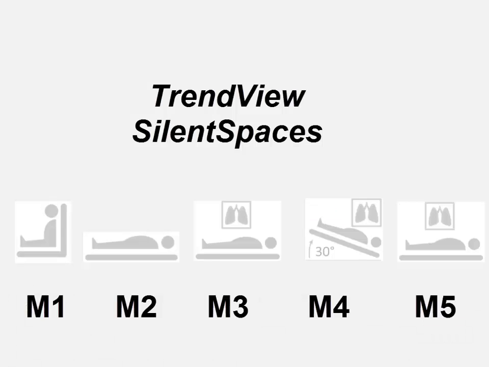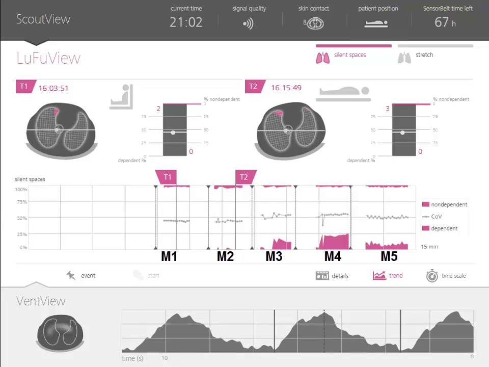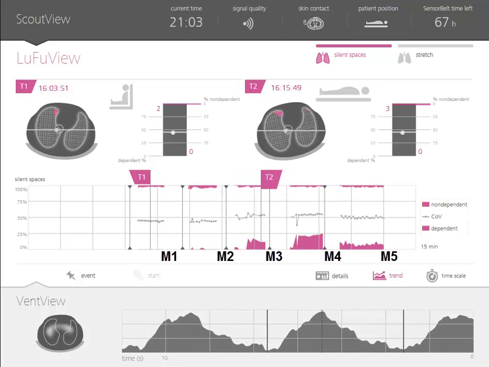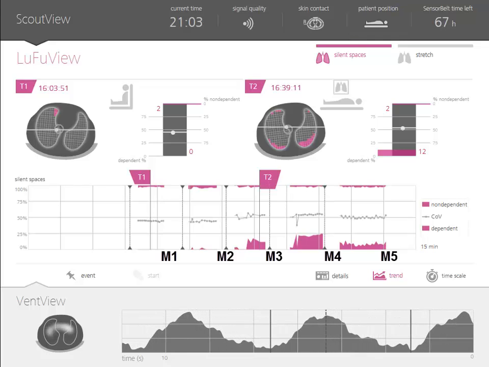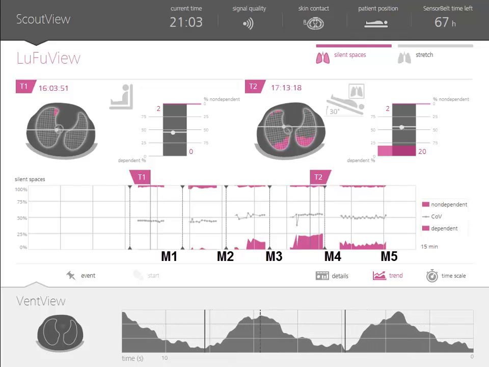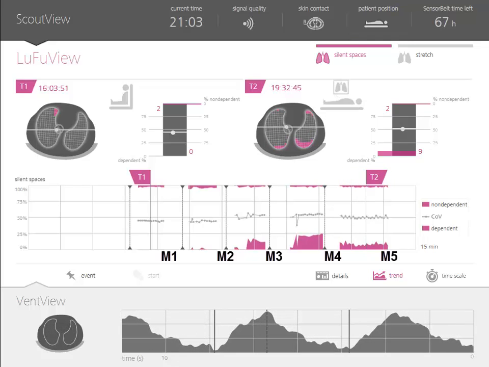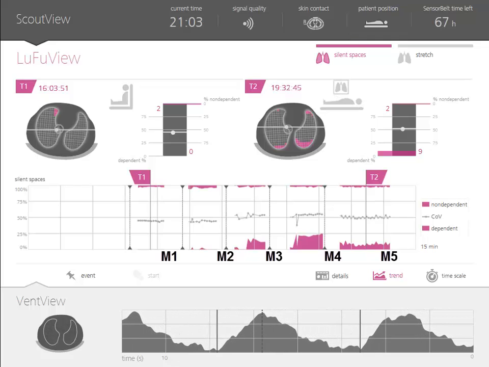The following sequence shows the trend of the silent spaces during the different phases of the perioperative period. During spontaneous breathing, almost no silent spaces were measured. Once the patient was mechanically ventilated, the amount of silent spaces in the dorsal dependent lung increased to 12% and increased even further during the Trendelenburg position. Once the patient was back in the supine position, they returned to post-induction levels.